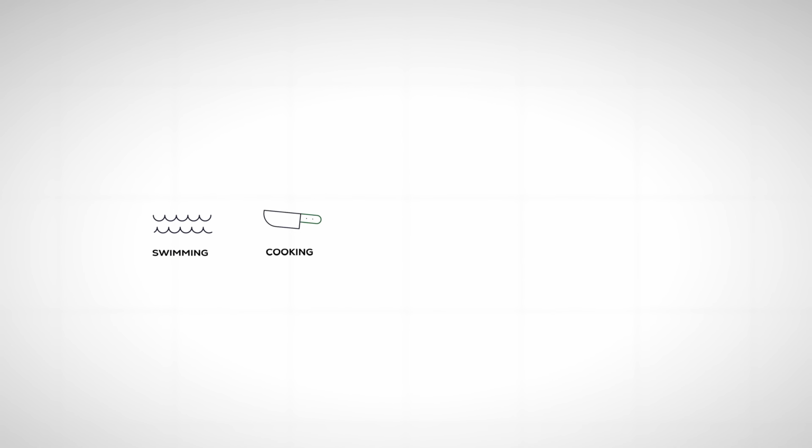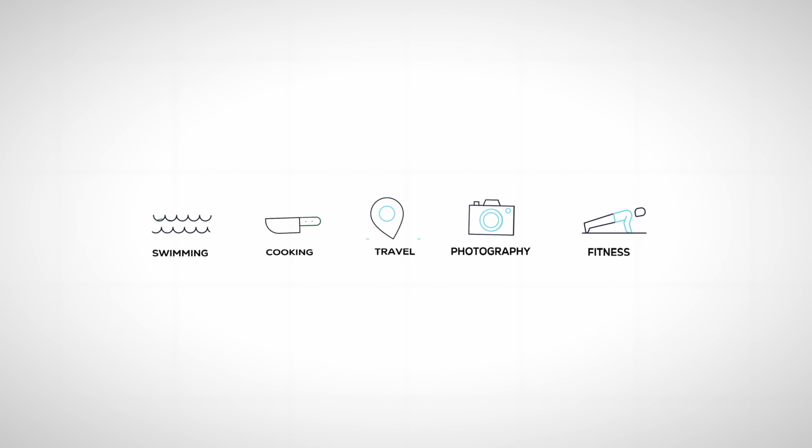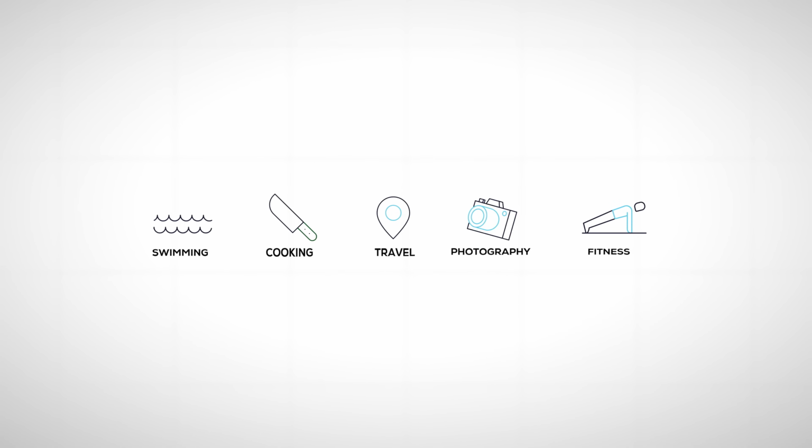Maybe for you, it's something like swimming, cooking, travel, photography, fitness, or perhaps something entirely unique to you. When I say this, I bet something's already popping into your head, right? That's your niche. Grab a notebook and write it down. Now, how do you find low competition keywords in your niche?